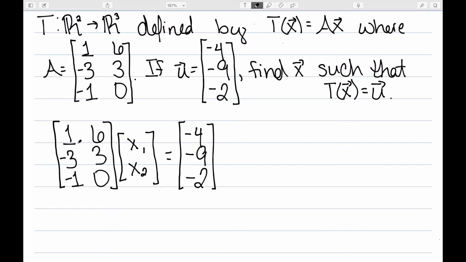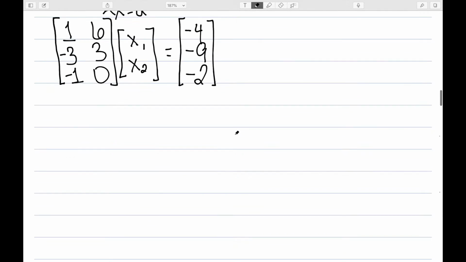So I have this here. I want to know A times what is equal to this vector u. So I have Ax equal to u, and this is our matrix equation. This is just a system of equations, so I need to get a matrix and row reduce. So let's scroll down a little bit so we have a little more space.